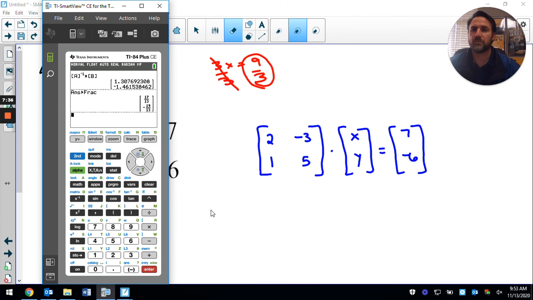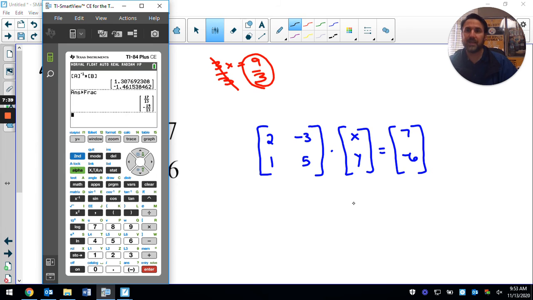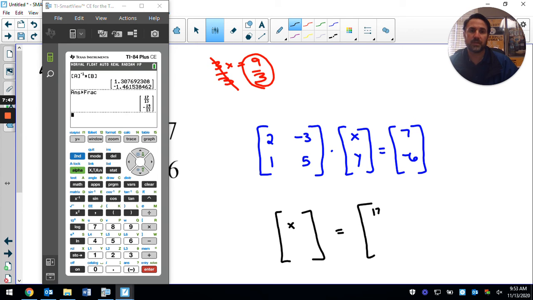So that tells me that the x is going to be 17/13. That's the number on top. And the y variable is going to be the number on bottom, -19/13. And just like that, we've solved this system of equations.